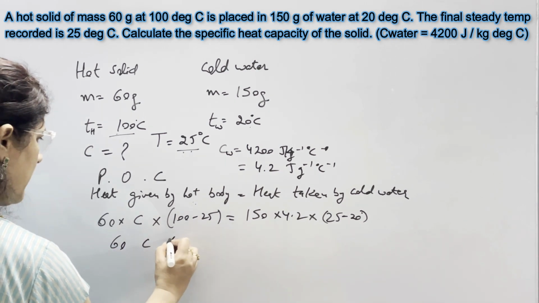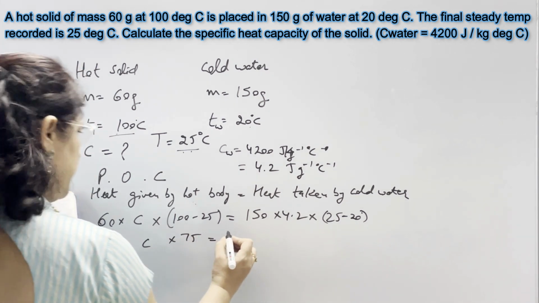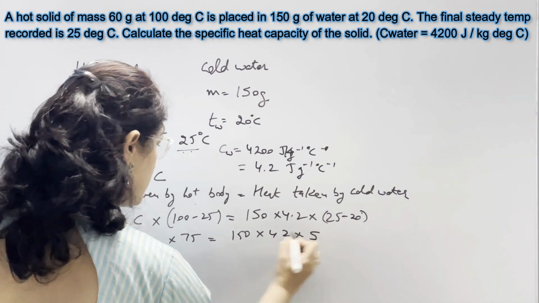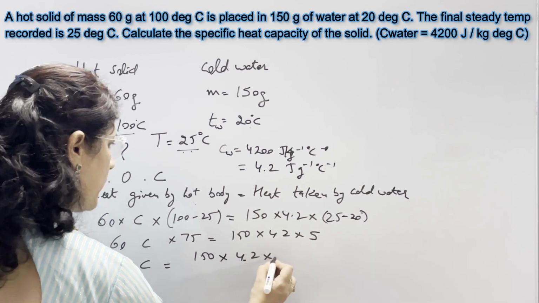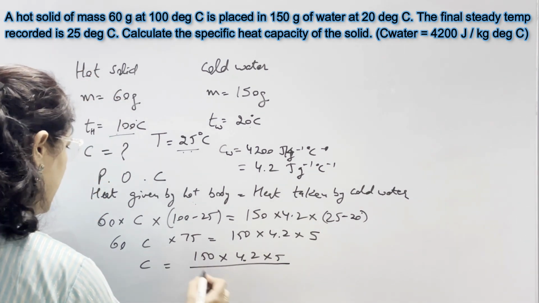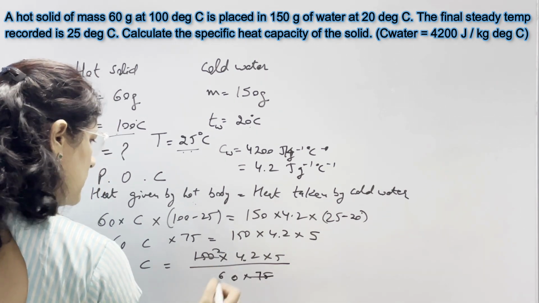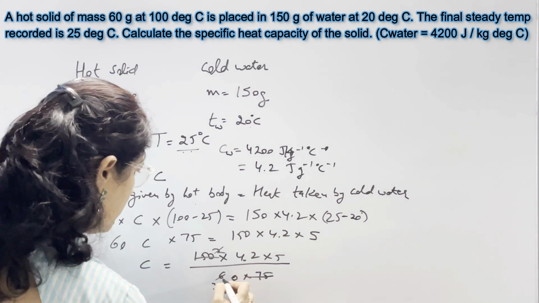60, C, and 100 minus 25 is 75. And on this side, 150 into 4.2 into 25 minus 20 is 5. Now, C is equal to 150 into 4.2 into 5 divided by 60 into 75. 75 2s are 150, 2 3s are 60, so it means 30.